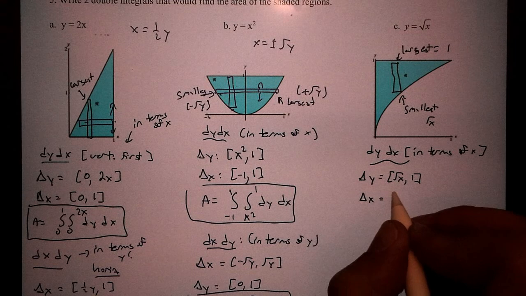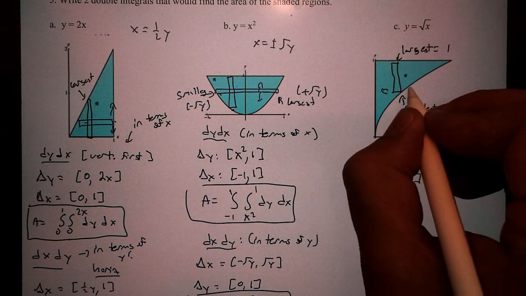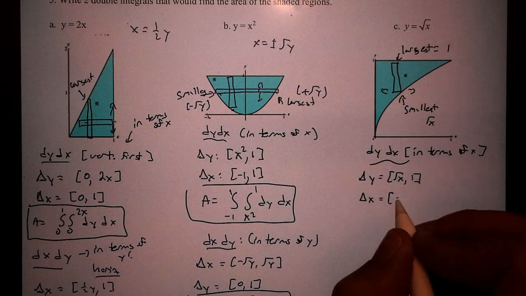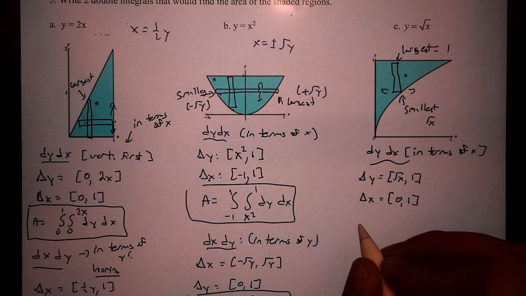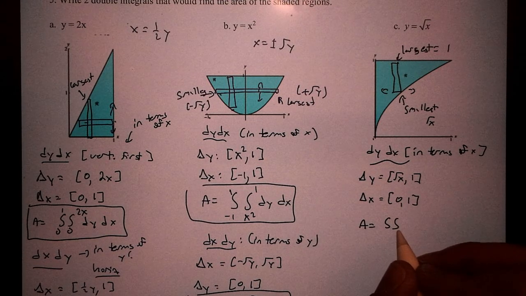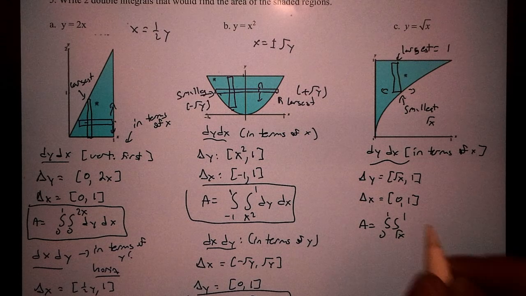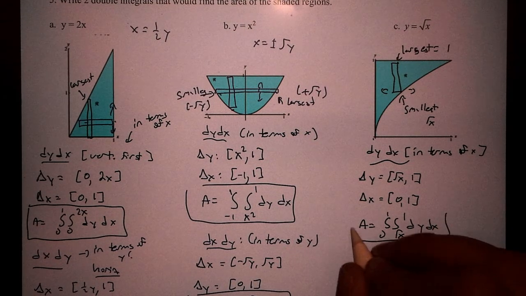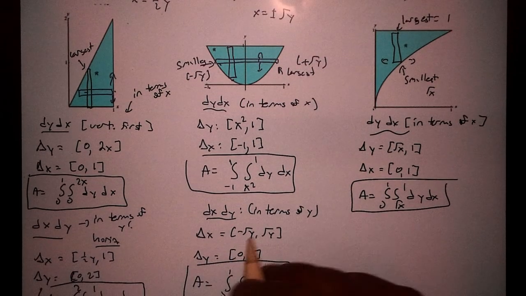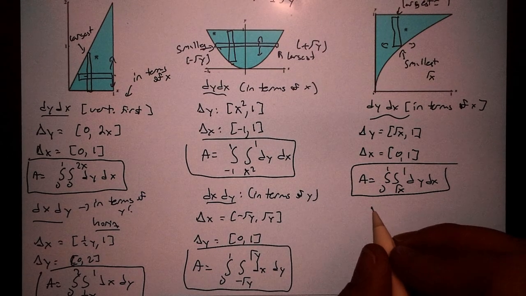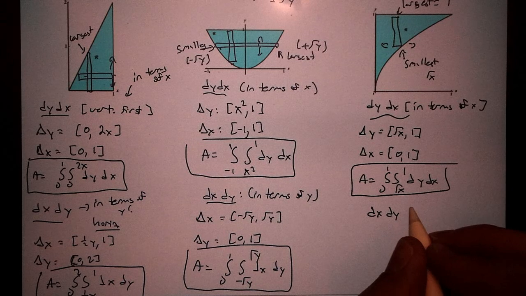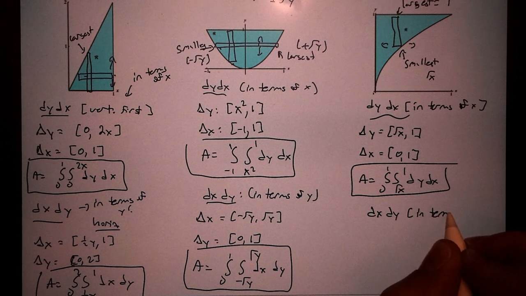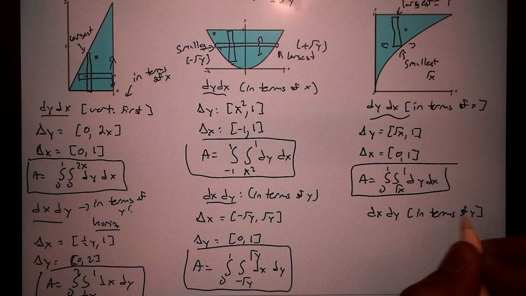My change in x's, well, this is now going to go right and left, right? Starting at 0 and going to 1. I can write my area, root x to 1, 0 to 1. You get really fast at that. dy dx. And there's your area. And the next one, what if we want to do dx dy? Remember, in this case, we are in terms of y. So let's take a look.